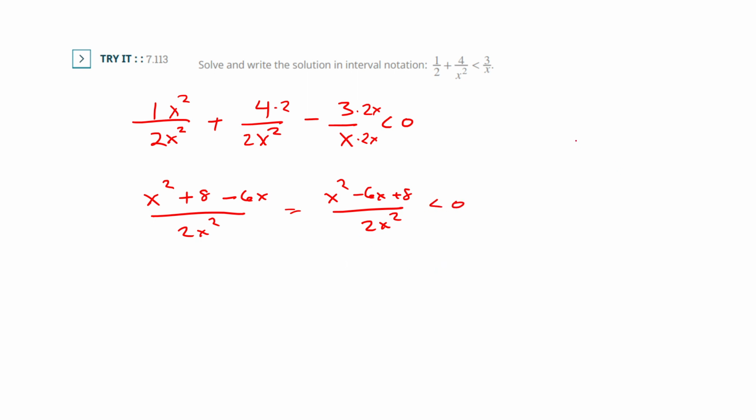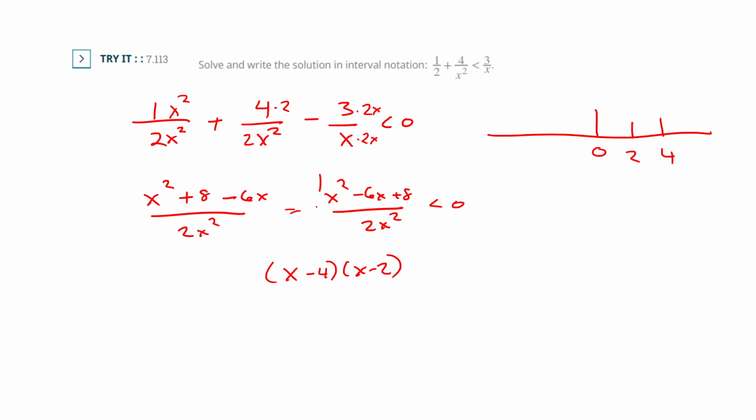Okay, it's time to find our boundary lines. So this asymptote, it's an asymptote at 0 again. This can't be 0. Now we're going to factor the top to find the x-intercepts. x minus 4, x minus 2. So I've got them at 4 and 2. These are a little tight here. But so we've got 4 regions again.